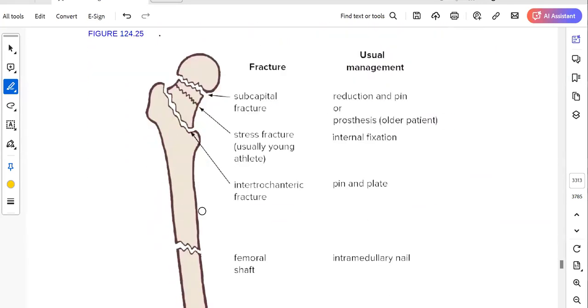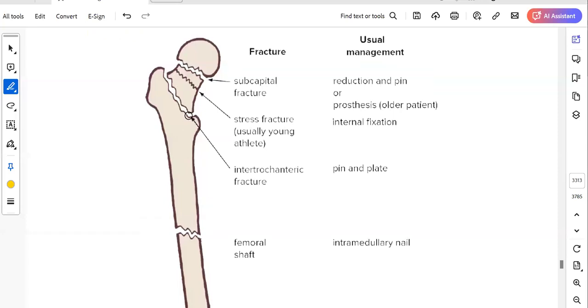So if you look over here, that's the fracture of the femur. This is intertrochanteric fracture, as you see. That's the stress fracture, especially in young athletes. And capitus means head. Below the head, the fracture is subcapital fracture. Okay, so these are the main fractures of the neck of the femur.